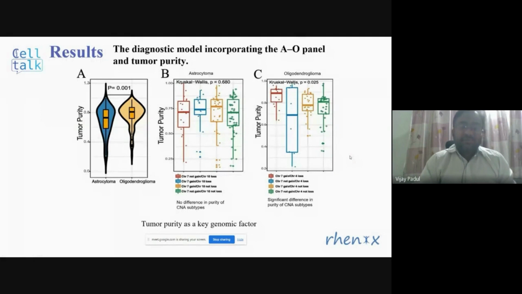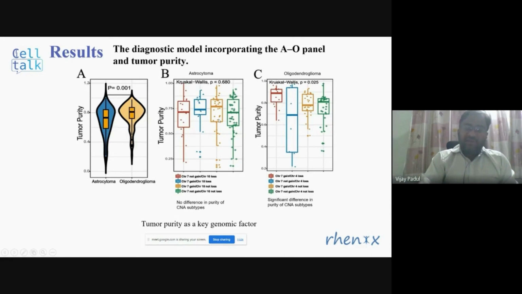Next, by identifying all this multi-omic analysis, everything that they have done, they selected a number of different predictors for diagnosing the histological subtypes astrocytoma and oligodendroglioma, and also an important factor, tumor purity. They proposed a diagnostic model, and they propose that this is a superior model, and it will improve patient stratification and also prognostication. So they have identified a difference in the tumor purity in astrocytoma and oligodendroglioma.